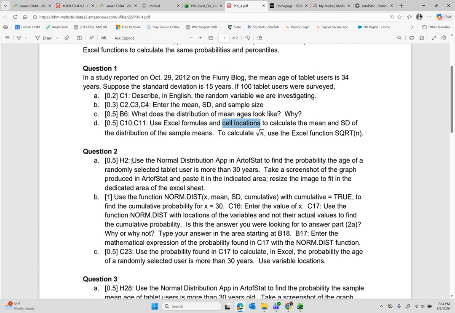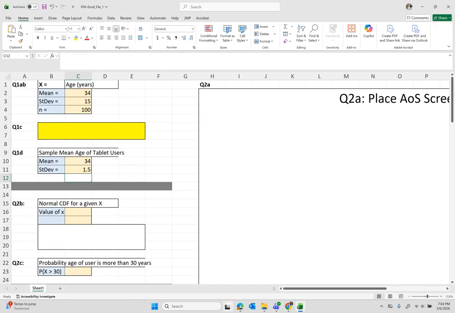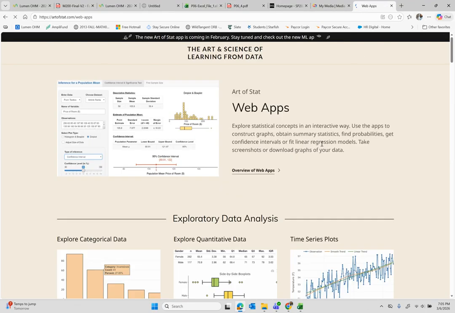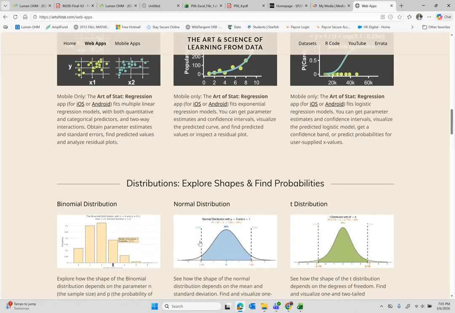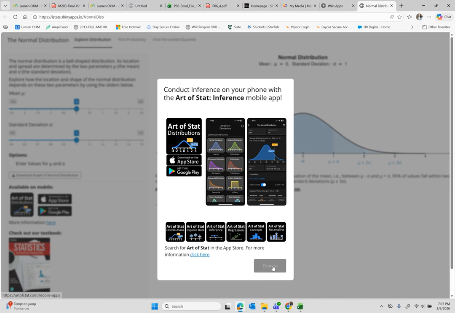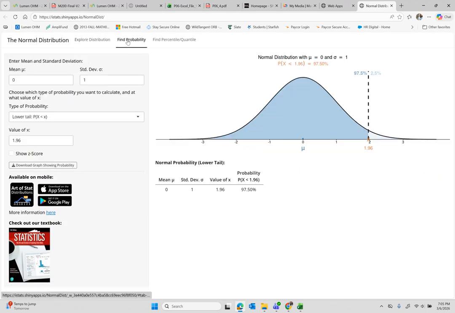In question 2, they are asking us to use the normal distribution app in Art of Stat to find the probability the age of a randomly selected tablet user is more than 30 years. So let's try to do that. Okay, Art of Stat right here. So I'm going to go in the online web apps. I'm going to go to the normal distribution. I will go to find probability.